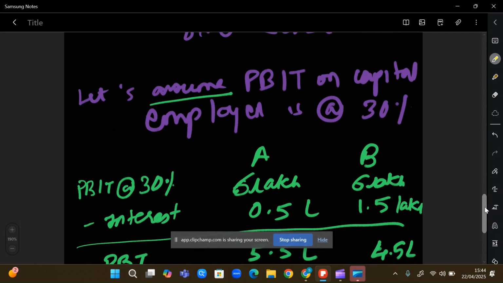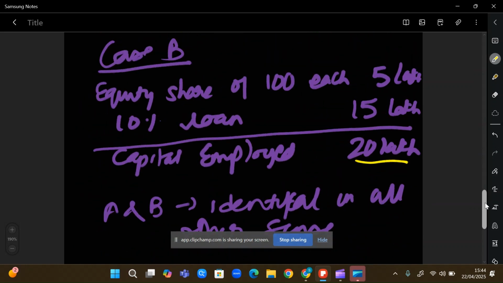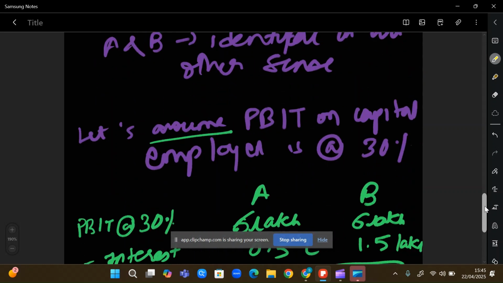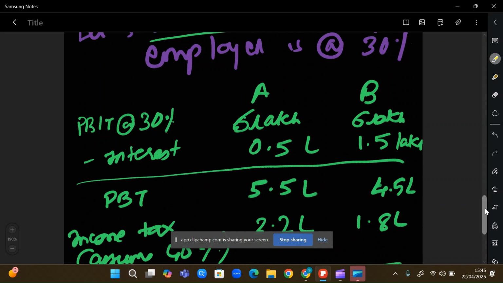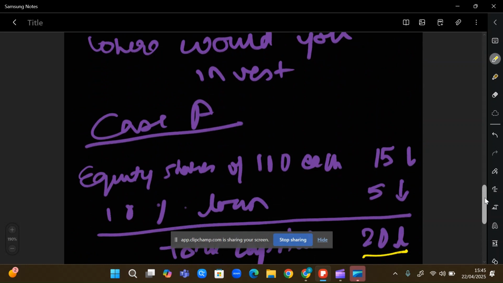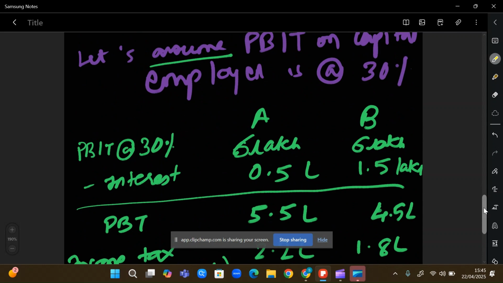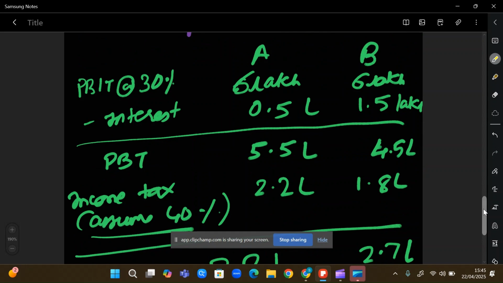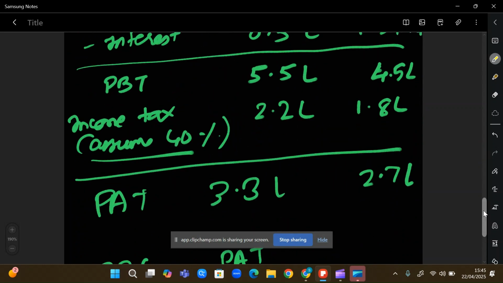Let's assume profit before interest and tax on capital employed is 30%. So PBIT at 30% for both would be 20 into 0.3, that is 6 lakhs for both. As A has taken only 5 lakhs, the interest would be 50,000. For B, it would be 1.5 lakhs. PBT for A would be 5.5 lakhs, and for B, it would be 4.5 lakhs. We can assume an income tax rate of 40%, and after deducting the income tax, we get the PAT of 3.3 lakhs for A and 2.7 lakhs for B.